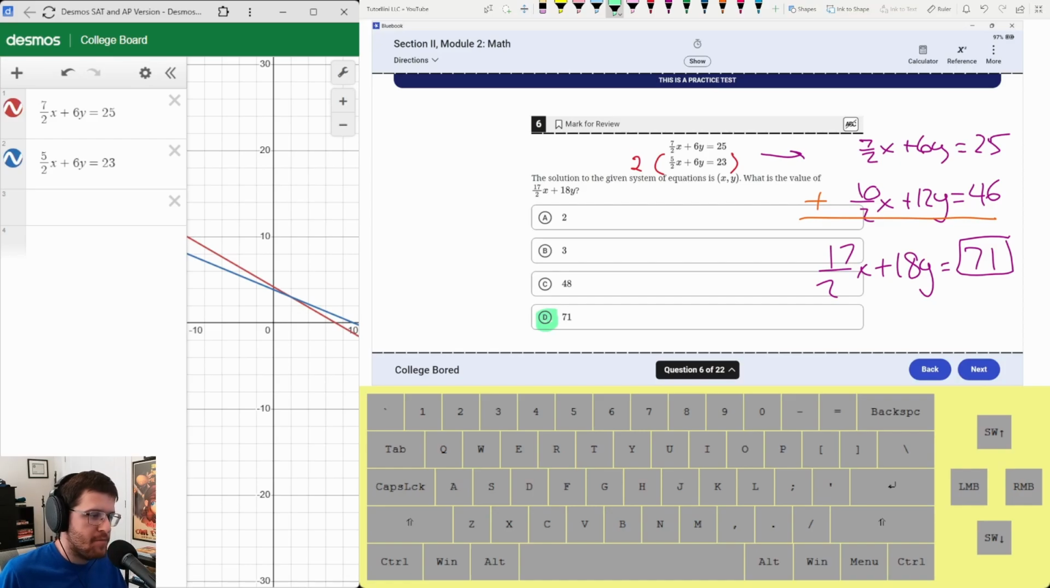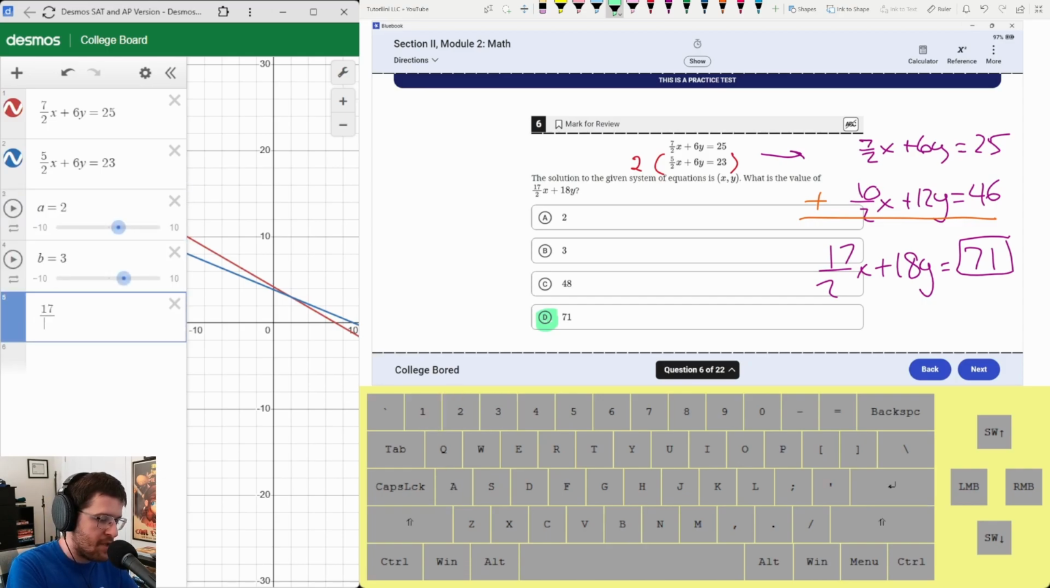Okay, so I just typed in these two equations originally as they were. I click on where they meet, and I see it's at (2, 3). So that I can type it in, why don't I call the x-coordinate a and the y-coordinate b, so a equals 2, b equals 3. And then we can type in the expression just with a's and b's. So 17 halves, instead of x, we'll put a. And then 18, instead of y, we'll put b. And we also get 71.